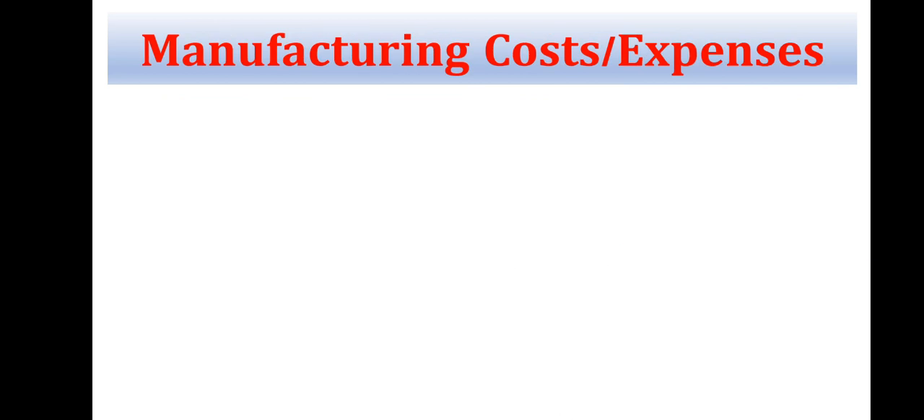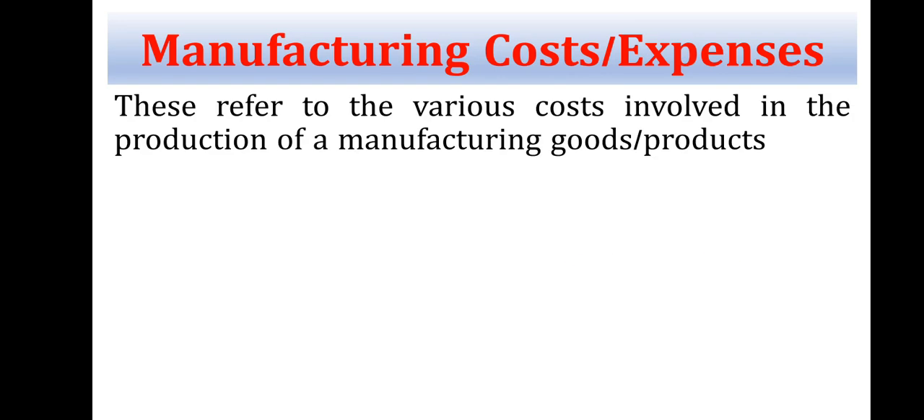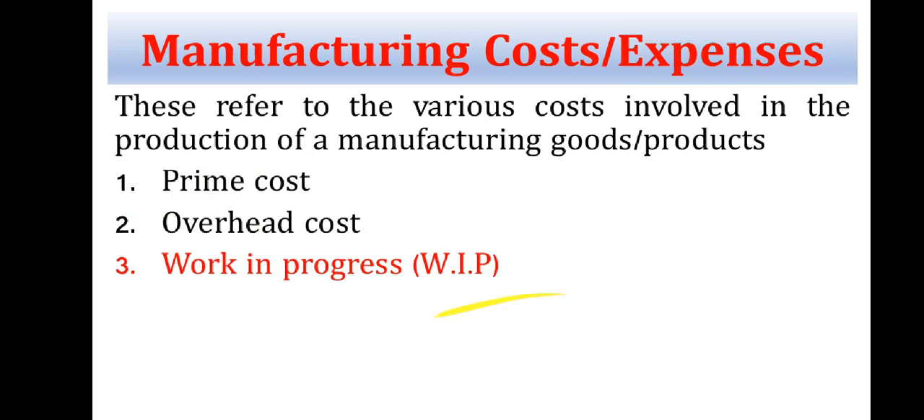So, what are the manufacturing costs? That is, what are the costs and expenses involved in the manufacturing process? This refers to the various costs involved in the production or manufacturing of goods, and this cost can be classified into three. The first one is prime cost, we have overhead cost, and we have work in progress. I will be taking them one after the other.